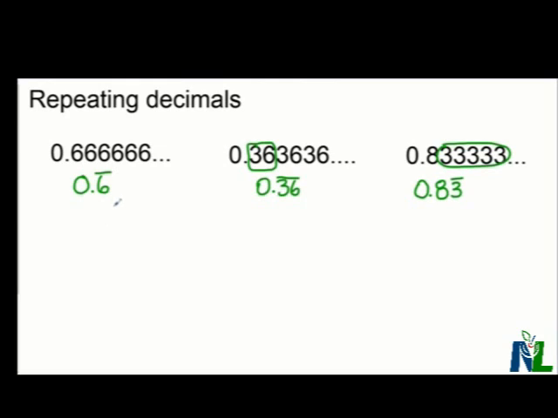These repeating decimals have equivalent fractions as well. 0.6 repeating is the decimal equivalent of 2/3. 0.36 is the same as 4/11. And 0.83 is actually the same as 5/6. So the denominators 3, 11, and 6 are examples of denominators that the fractions will convert to a repeating decimal.